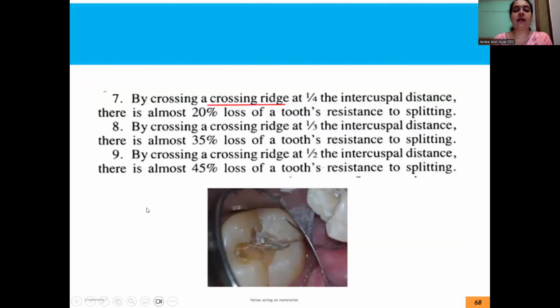Further, by crossing the oblique ridge at 1/4 of the intercuspal distance, it reduces the tooth's resistance by 20%. And further, 35 and 45% when you go for a conventional cavity preparation, which includes almost 1/2 of the intercuspal distance.